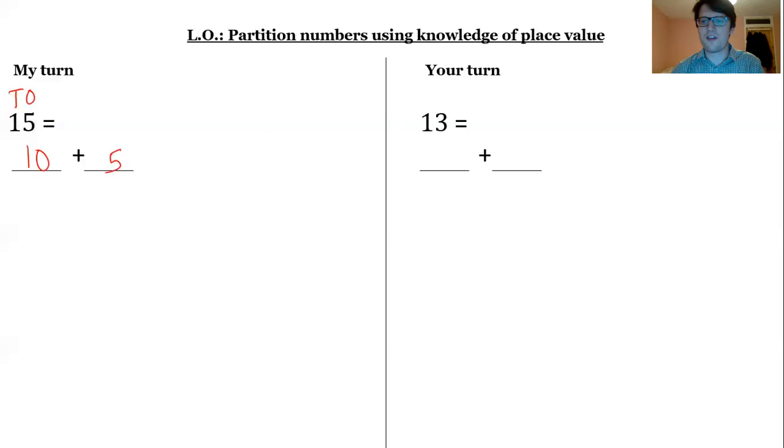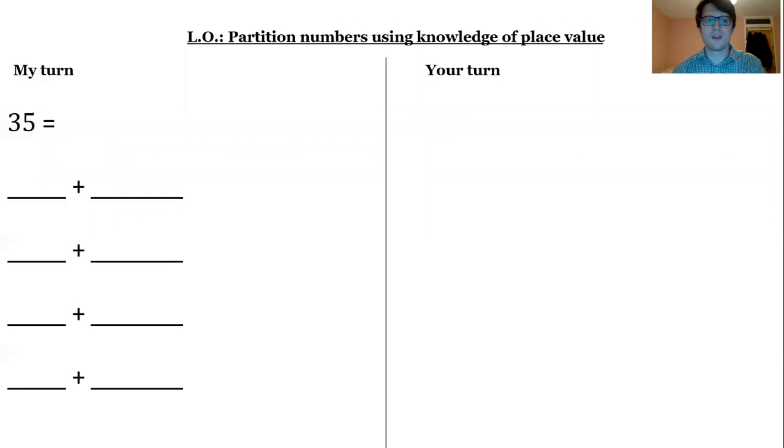So you have a go now for 13. Pause the video, come back when you're done. Good, so again, we can see we've got our tens and our ones, 1 ten, 3 ones. 10 add 3 is the same as 13.